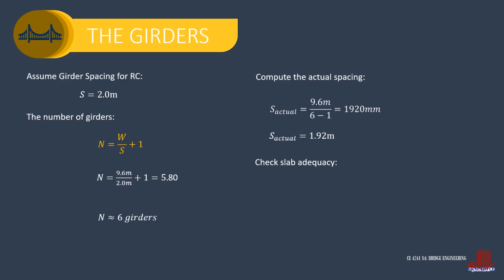With all parameters identified, we check the slab adequacy. With the actual girder spacing as 1.92 meters, the thickness ranges from 190 to 200, which means the thickness we assume as 200 mm is safe. Let's discuss this slab adequacy further.